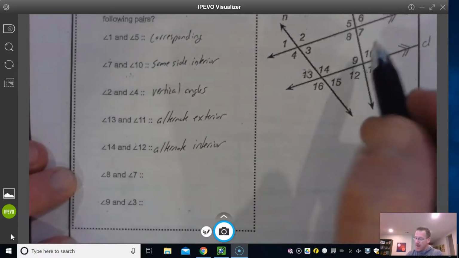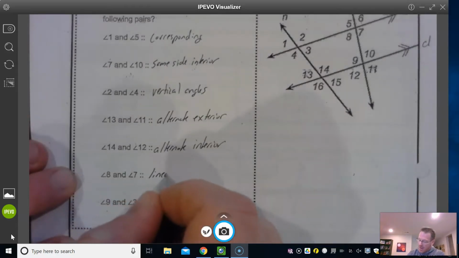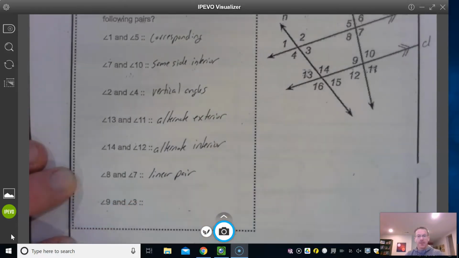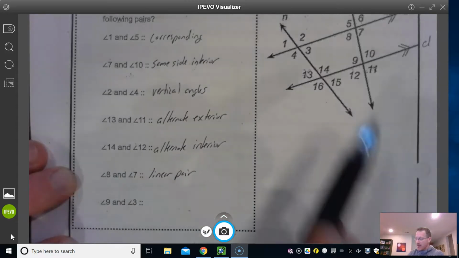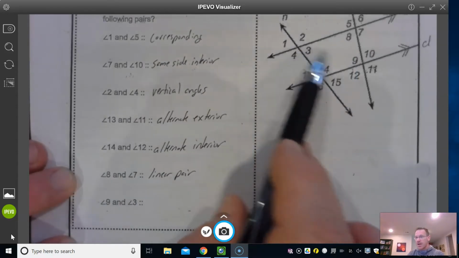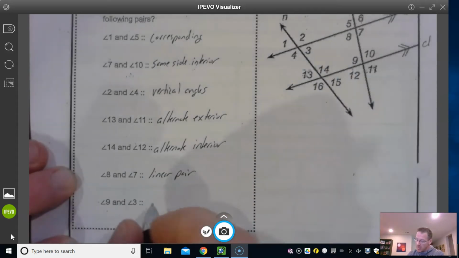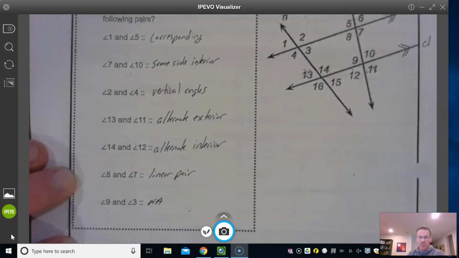All right, so now 8 and 7 would be a review. Hopefully you said they were a linear pair. And then when we look at 9 and 3, there is no transversal connecting 9 and 3. So that means there's none. This is just not a relationship, so you can just write NA.